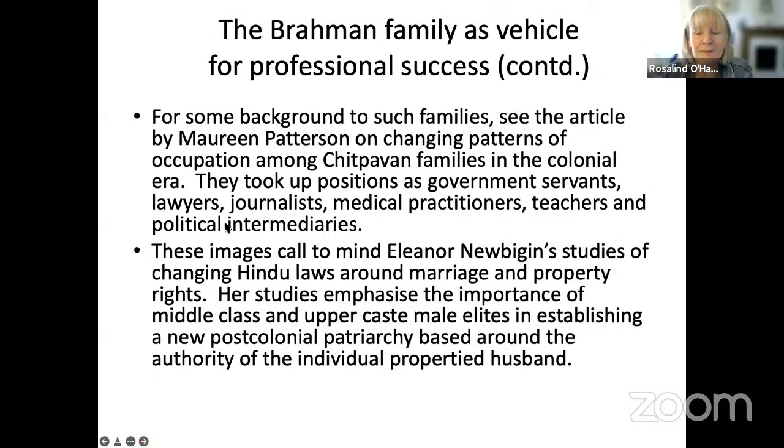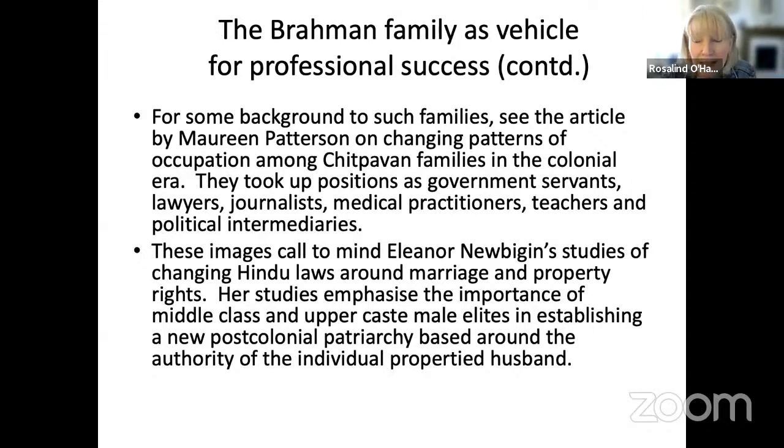Now, you will have seen the article by Maureen Patterson, part of your reading for this week, which is really about changing patterns of occupation amongst Chitpawan Brahmin families in the later colonial era, the way in which, as is very familiar to many of us, they took up positions as government servants, lawyers, journalists, teachers, doctors, political intermediaries, and so on.